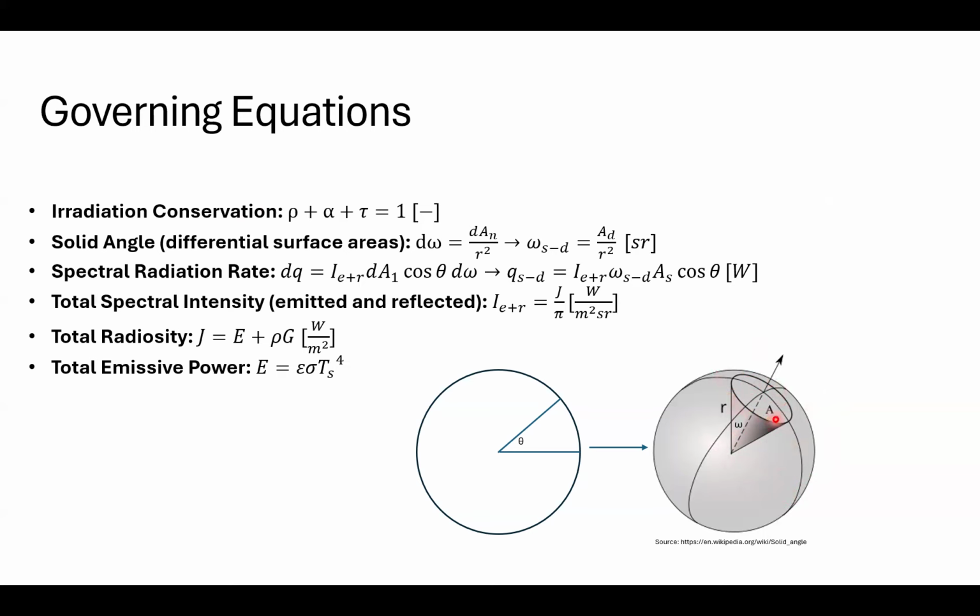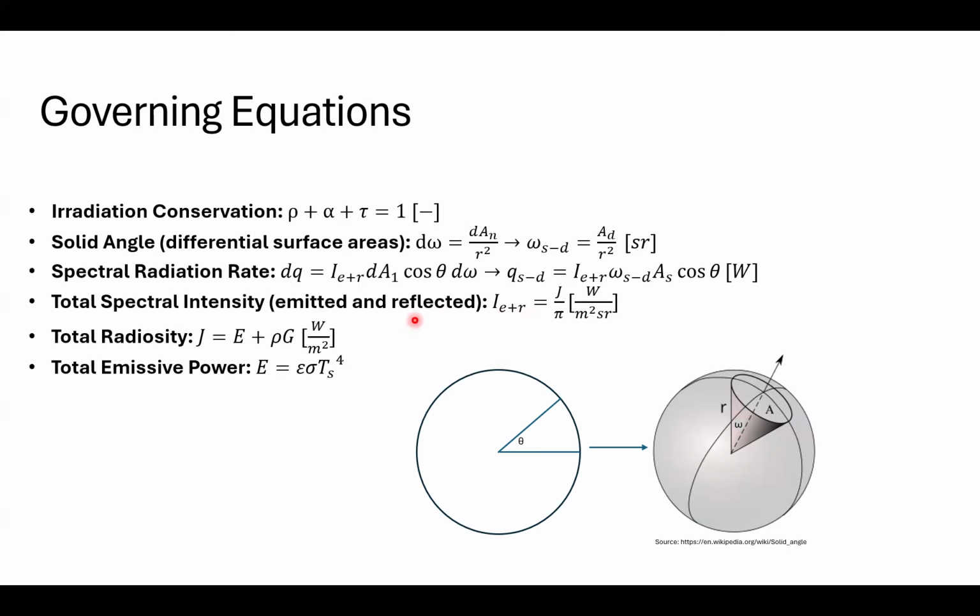So looking at our next governing equation, we have the total spectral intensity, and this is equal to the total radiosity divided by pi. Again, this pi is in units of steradians, not radians. And we have to include the emitted and reflected radiation from the radiating surface. And so that's why we have this E plus R. It's the emitted radiation plus the reflected radiation.